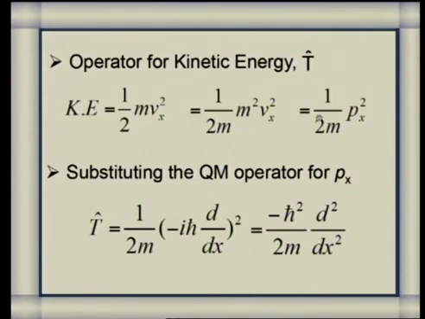To make a quantum mechanical operator, what do we do? We substitute the quantum mechanical operator for the momentum, which is minus i h cross d by dx. When I do that, I get the operator for T, the kinetic energy, which is minus h cross squared by 2m d2 by dx squared. So that is the quantum mechanical operator for the kinetic energy.